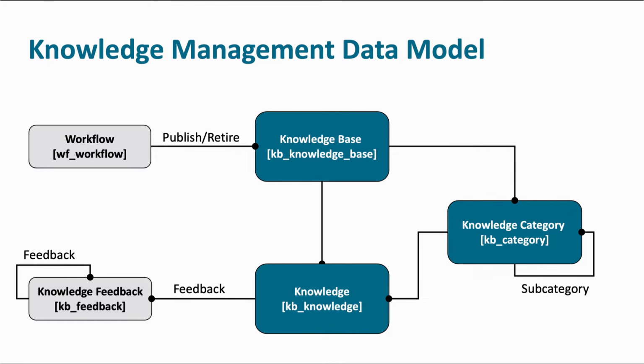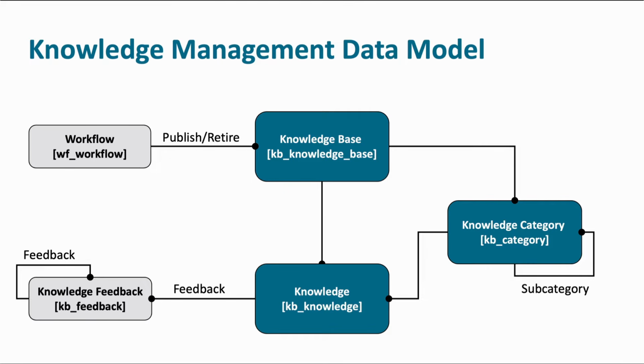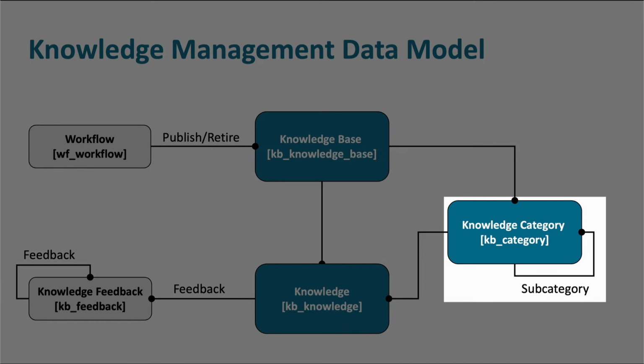So, a knowledge base can have many knowledge categories, but a knowledge category can belong to only one knowledge base. It's also possible for a knowledge category to be associated with another knowledge category in a sort of parent-child relationship. And this provides the ability to create a hierarchy of categories and subcategories within a knowledge base. And I'll show you how we do that.